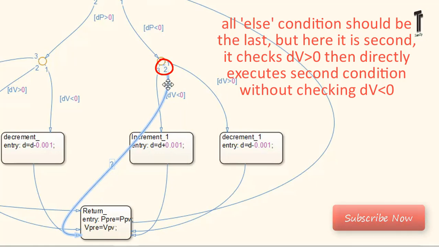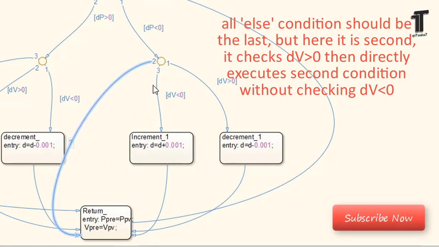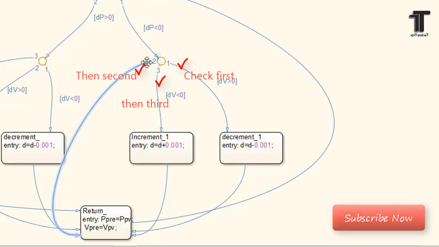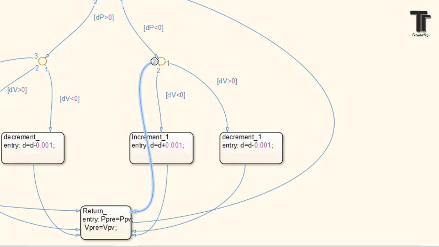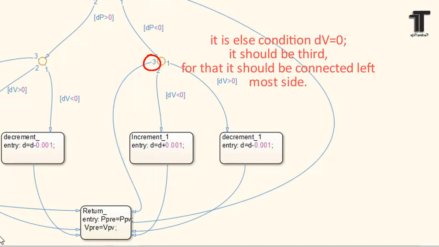If it is written first, then it executes every time without checking any condition. The number on the transition shows the preference. If it is 1, then that condition is checked first. If it is 2, then it will be checked after the first condition. Here we didn't write any condition on this transition, so it comes last, meaning the transition number should be the last. Here it should be 3. To get the last transition number, it should be connected leftmost, otherwise it will create a problem.